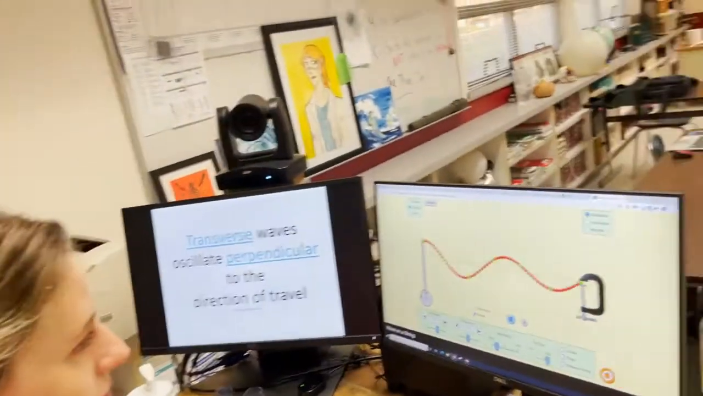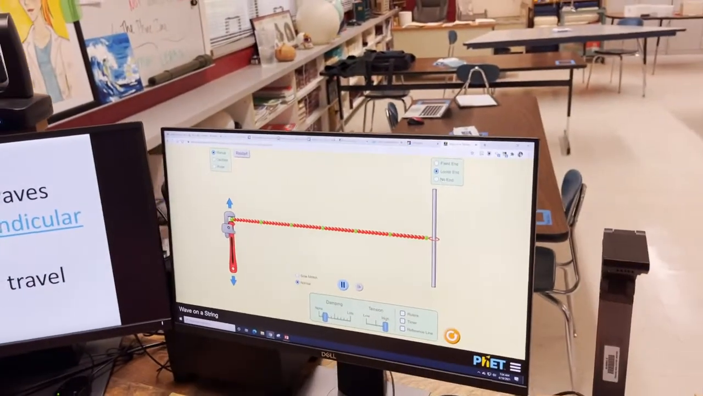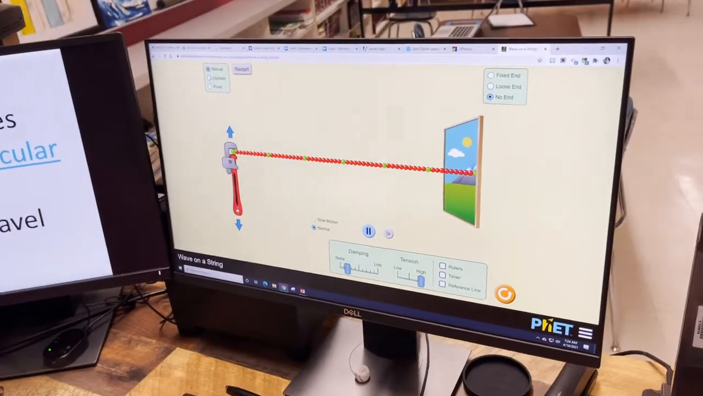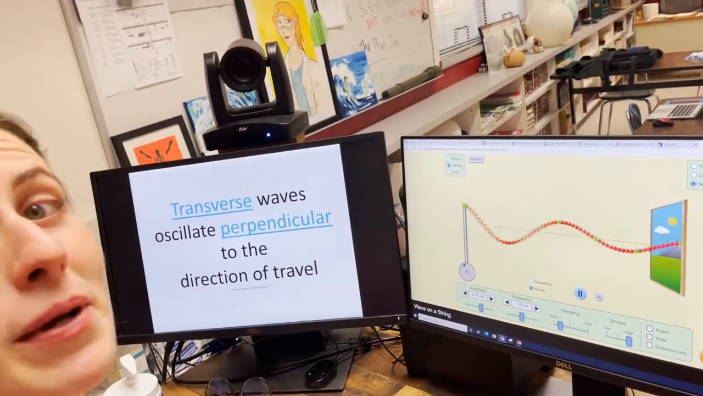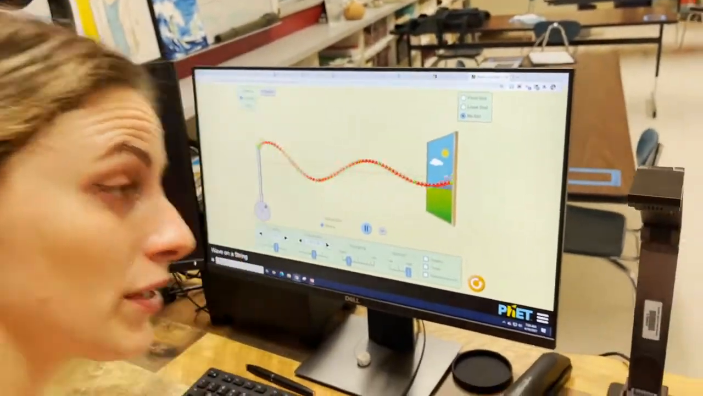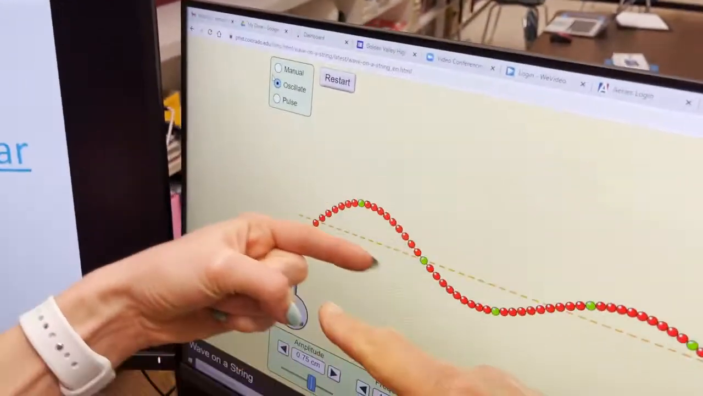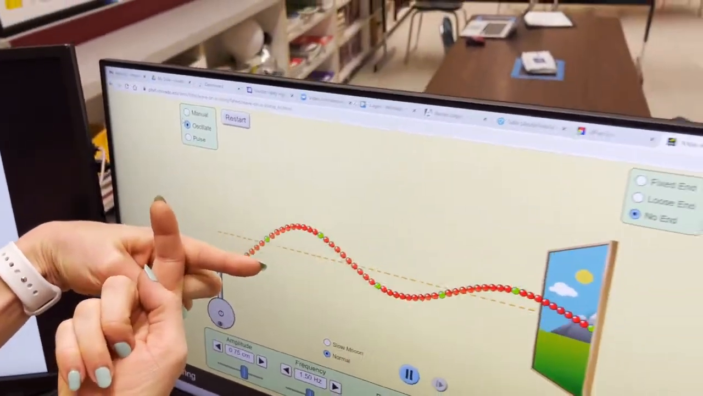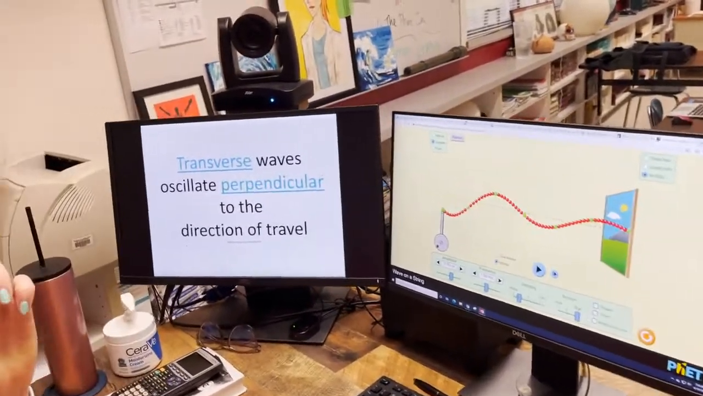Okay, we want to go loose end. No end, there we go. And then oscillate, ready? Do you see how it is traveling perpendicular? Waves oscillate perpendicular to the direction of travel, so the wave is traveling that way, right? And the thing is going up and down and up and down. Okay, that's perpendicular. All right, let me pause this. Okay, and let's rock and roll.